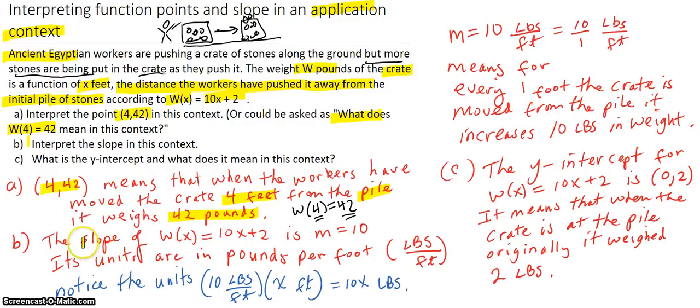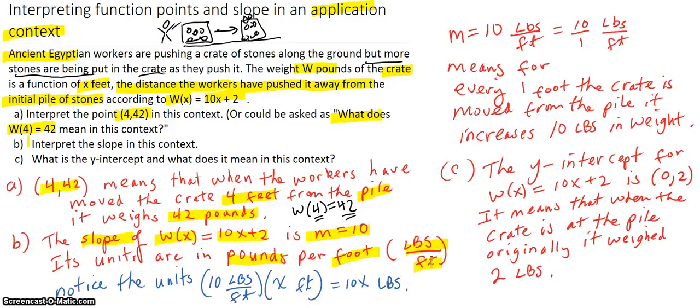The slope of W of x, which is 10x plus 2, is the slope equals 10. But you can't just answer 10 in an application context. You have to explain what it is. The units of the 10, the slope, are in pounds per foot. Pounds per foot.